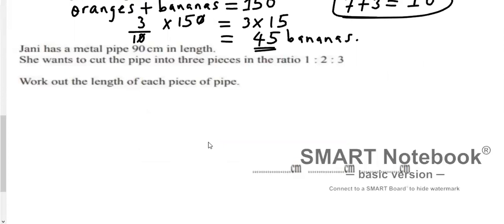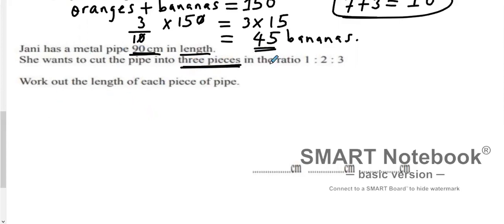Of this question here, which says Johnny has a metal pipe. We're given a metal pipe whose length is 90 centimeters long. She wants to cut the pipe into 3 pieces.